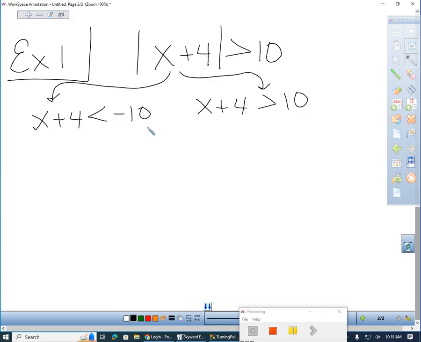Okay, now we're going to solve both of them. First one, we're going to subtract 4 from both sides. So I have x is less than negative 16. Here I subtract 4 from both sides.